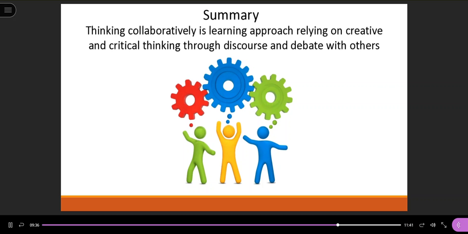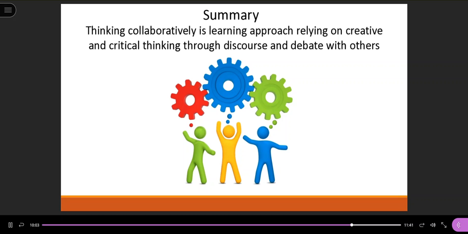In summation, thinking collaboratively is a learning approach that relies heavily on creative and critical thinking through discourse and debate with others, challenging your ideas against someone else's in order to root out any misconceptions or fallacies that we experience when being individual thinkers.